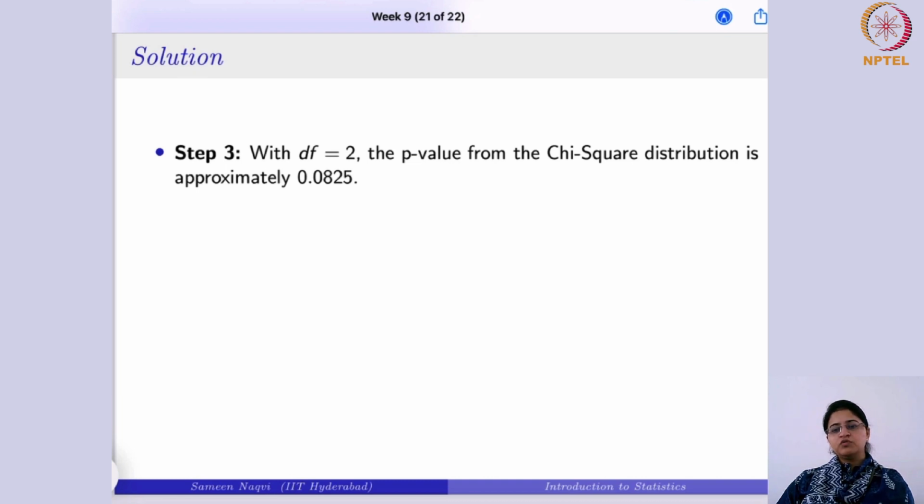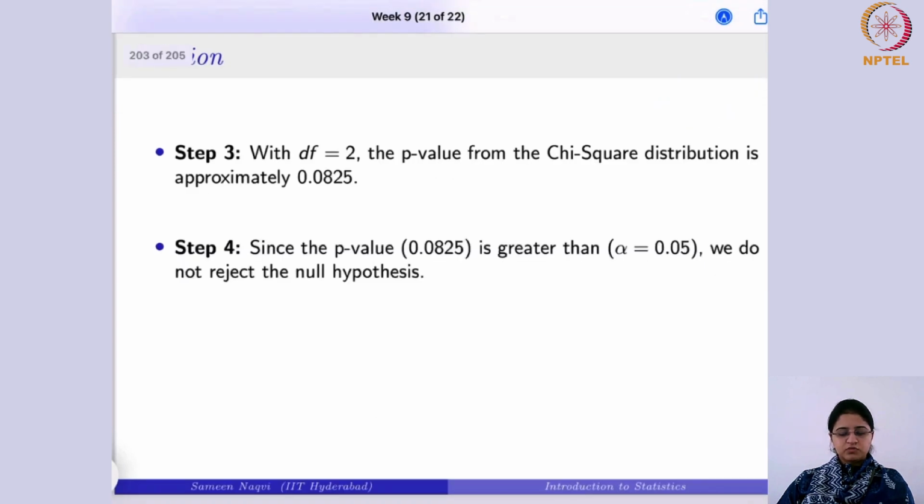Or if you want, you can look at the critical value also. So you will look at the chi-square value at 2 degrees of freedom, and suppose the level of significance is 0.05, you will find that value and compare it with the chi-square test statistic that we have just obtained, which is 4.99. Now in this case I have written for the p-value, so you can compare the p-value with 0.05. You can see that the p-value is greater than alpha. So you do not reject the null hypothesis.